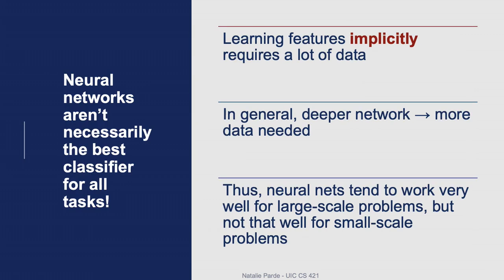Although neural networks are really popular and they're great choices for a lot of tasks, they're not necessarily the best classifier for all tasks. In general, learning high-quality neural network models requires a lot of data, and the deeper the network is, the more data it usually needs. So neural networks tend to work well for large-scale problems, but they can have limited or no advantages over other statistical models for some small-scale problems. It's often useful to experiment with both neural and statistical models when playing around with a new text classification problem to figure out what works best for your use case.